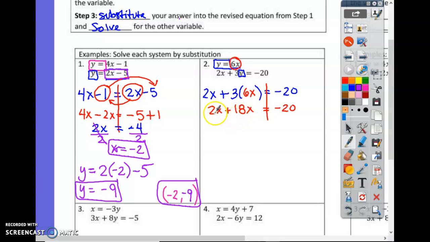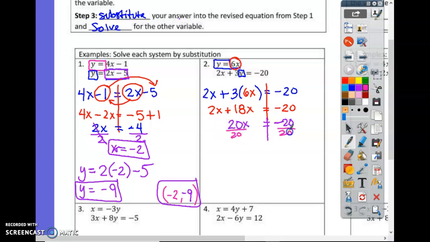Do these two look alike? ¿Se parecen? Yes, so you can add them. 2x plus 18x is 20x equals -20. And then what's the last step? Divide. So divide by 20.